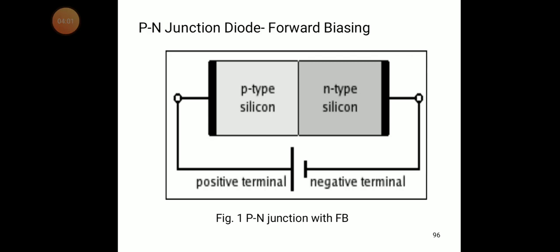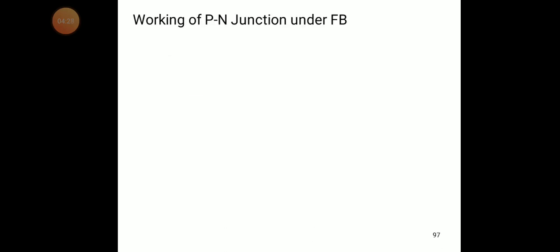Another important point: why is the PN junction device called a diode? Diode means dielectrode, two electrodes. The device has two terminals, two electrodes. That's why in short form the device is called a diode, dielectrode. Coming to our forward biasing.